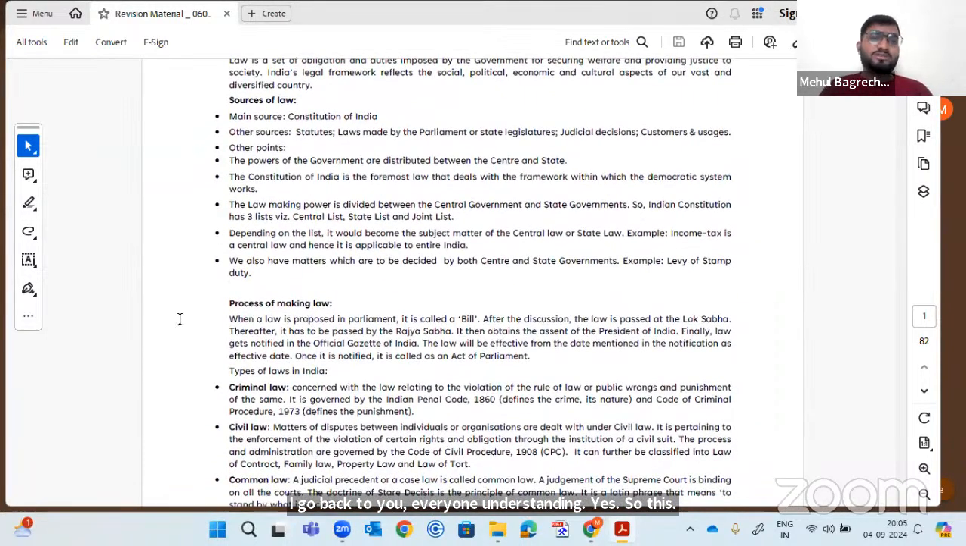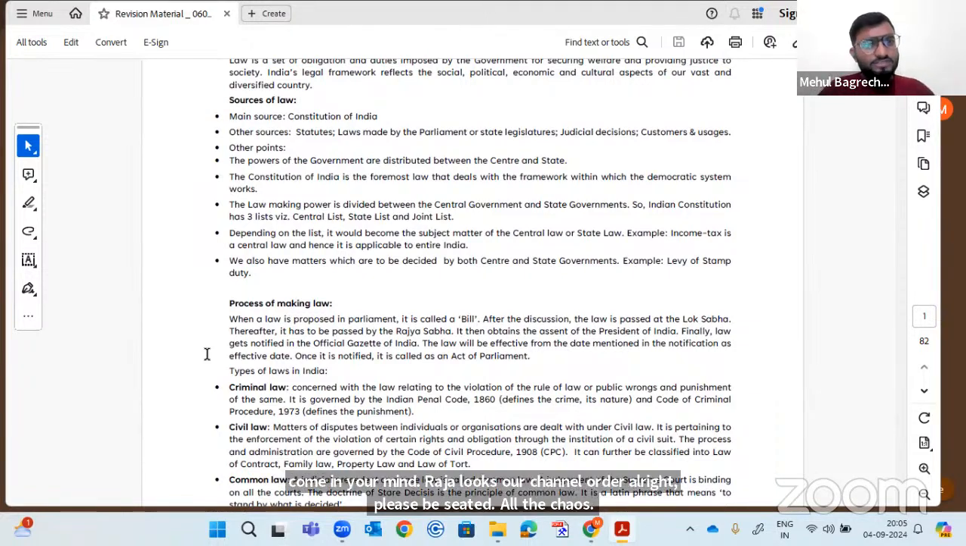Now, how do we make law, sir? I hope you remember the moment I talk about the process of making law, there should be one picture which should come in your mind. Rajya Sabha channel, Lok Sabha channel, order, all right, please be seated. All the chaos, everything that you can think about a fish market, that is exactly how a parliament is operating.